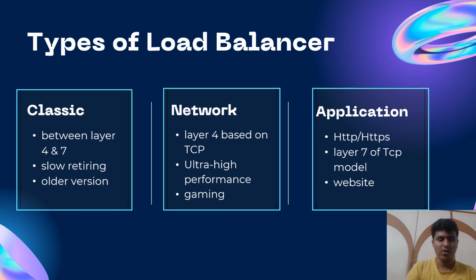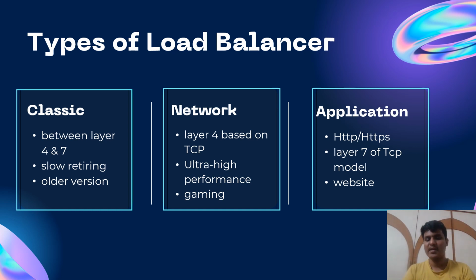The classic load balancer is an older version and lies between layer 4 and layer 7 of the TCP model. It provides basic load balancing, and after some time AWS separated layer 4 and layer 7 for the load balancer. Layer 4 of the TCP model is the network load balancer, and it provides high performance for applications when there are multiple millions of requests, as in gaming applications. So the network load balancer is used in gaming applications.